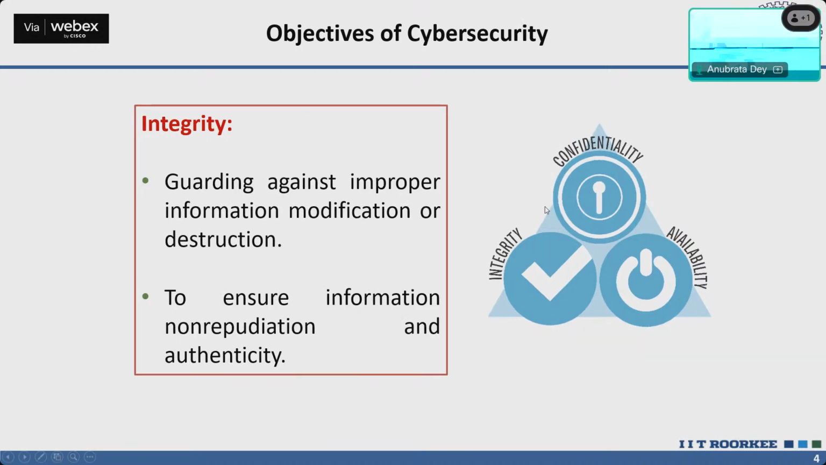The second one is integrity. Integrity is related to guarding against improper information modification, or sometimes destruction also. We know that whenever any attacker is present in the system, they try to modify the information, or they try to remove, destroy or manipulate that information or data. That we want to avoid, and that comes under the integrity part. Here in integrity, the objective is to ensure information non-repudiation and authenticity. That is the major task of the integrity part.